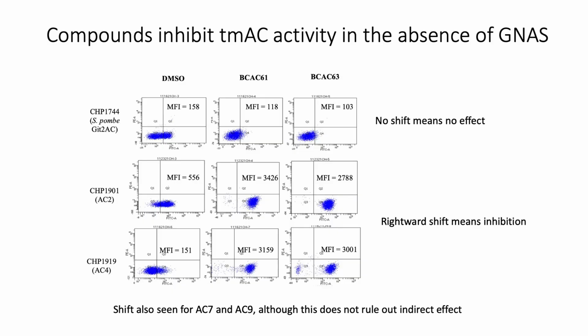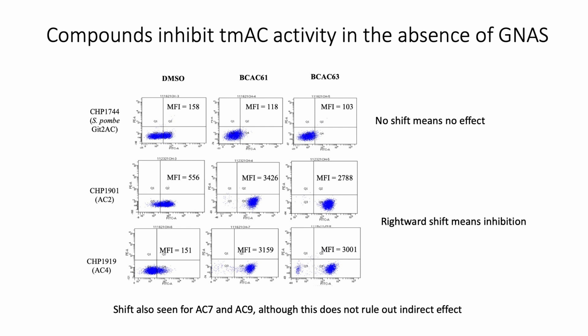So in this experiment, we address the question of whether GNAS needs to be present or not for our compounds to have an impact. On the top panel, you see a yeast strain that is expressing the yeast adenylyl cyclase, and the collection of dots in these 3 panels along the top indicate the fluorescent signal in these cells. DMSO on the far left is the vehicle control. Here are 2 of our compounds in the middle and far right, and the fact that there's no shift in that signal means that the compounds are having no impact on a strain that has the yeast enzyme.